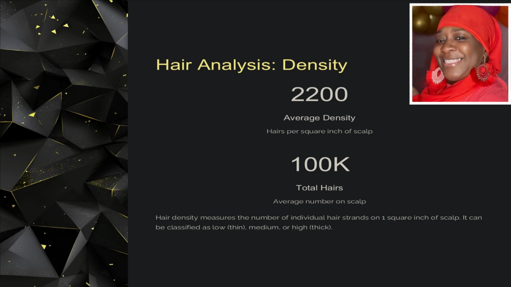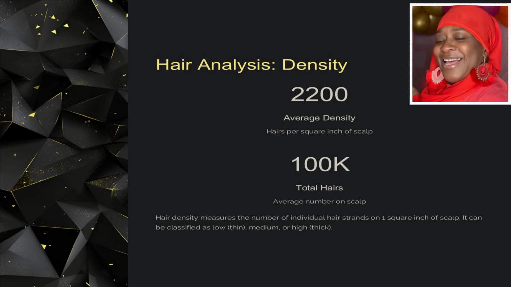To determine hair density, consider how much of the scalp is visible. If you can see the scalp, the density is thin. Some visible scalp is medium. No visible scalp is thick. An individual with thin hair has a lower number of hairs per square inch in comparison to a person with thick hair. Average hair density is approximately 2,200 hairs per square inch, with a total of about 100,000 hairs on the scalp. Density varies with natural hair color.